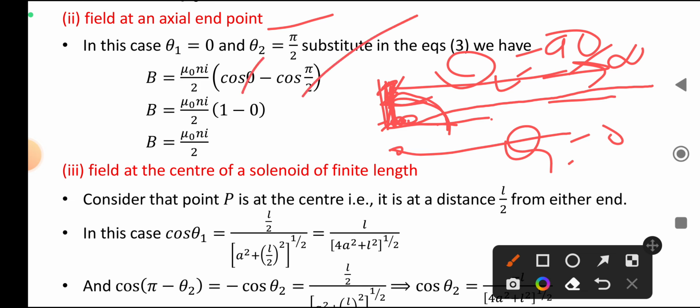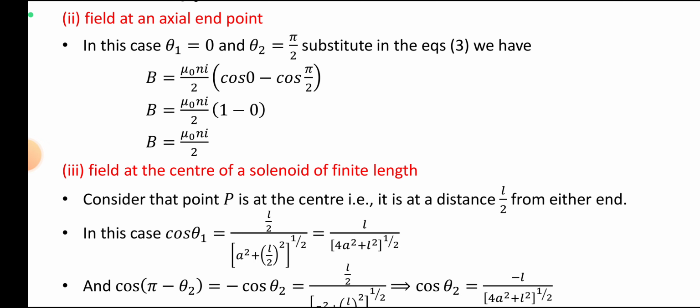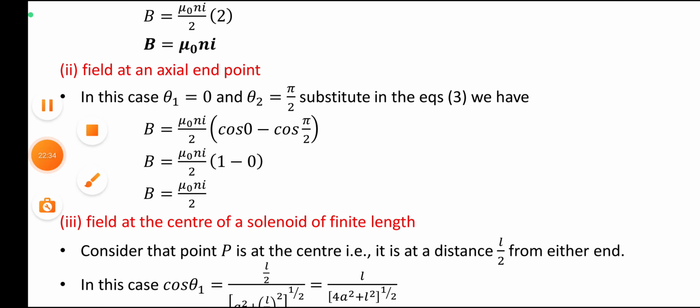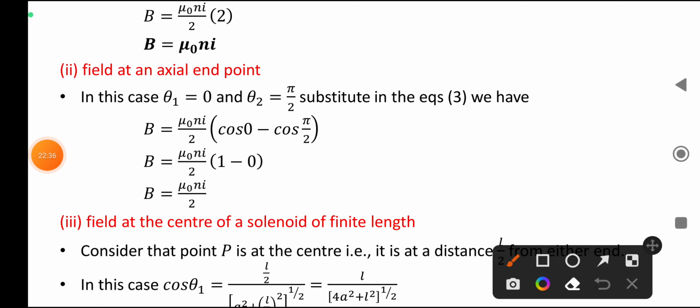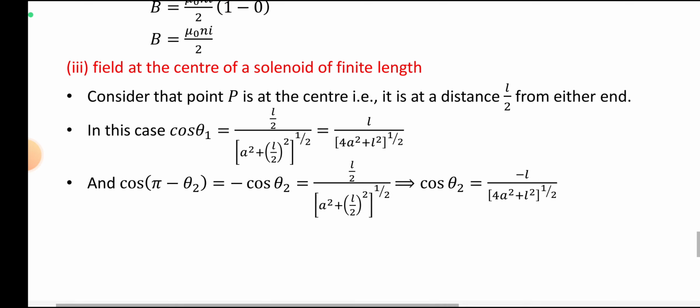Substitute. Then what do you get? Cos 0 is 1, cos 90 is 0. If we compare these two equations, the maximum field is present inside, and at the end the field is half of this value, right? Half of this value. Next, what is the third case? Let me explain.